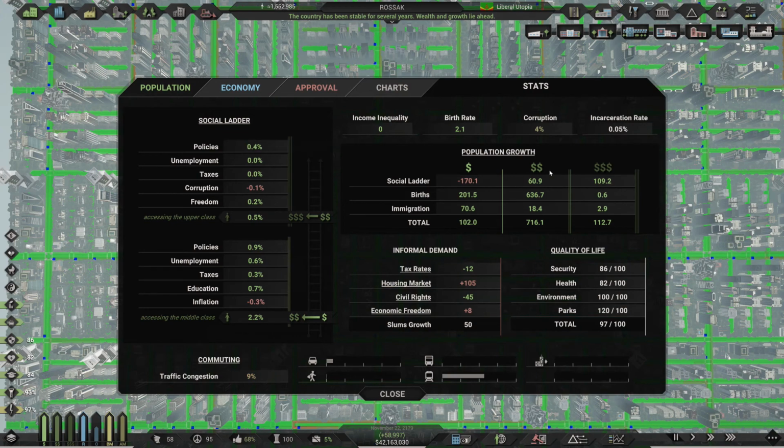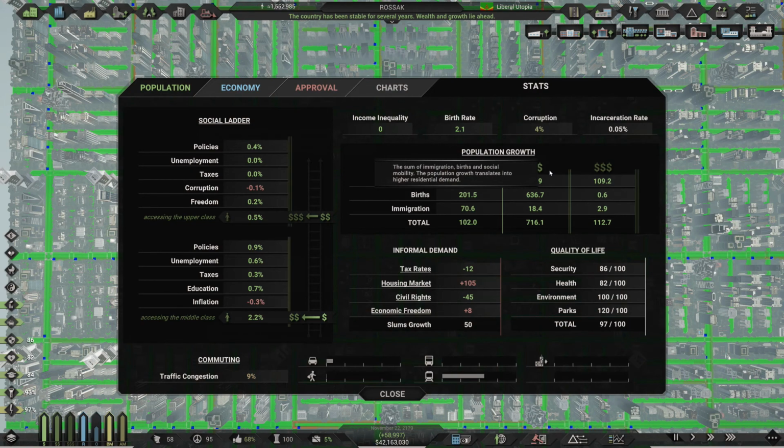Over on the left-hand side, you can see stuff about the social ladder, for accessing the middle class. You can see you have policies, unemployment, various factors that go into affecting different classes for them to go up to the next class. Along the top, from the center to the right, you can see things like income inequality, which right now shows zero, birth rate 2.1. I think 2.2 is basically your break-even point. Corruption 4%, it used to be around 11%, but that has improved. And your incarceration rate 0.05%.